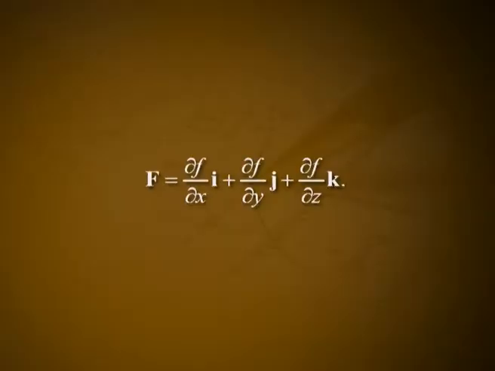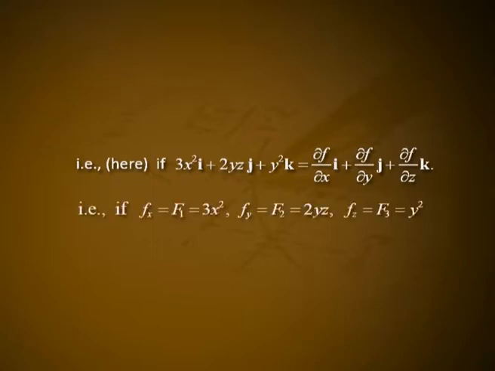Solution. Recall that the vector field F has a potential f if F = grad f, that is, if the following holds. F = ∂f/∂x i + ∂f/∂y j + ∂f/∂z k. That is, here, if 3x² i + 2yz j + y² k = ∂f/∂x i + ∂f/∂y j + ∂f/∂z k. That is, if fx = F1 = 3x², fy = F2 = 2yz, fz = F3 = y². We show that we can satisfy these conditions.